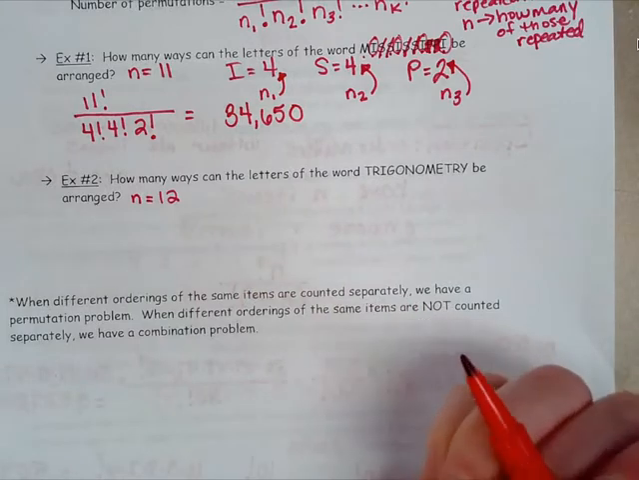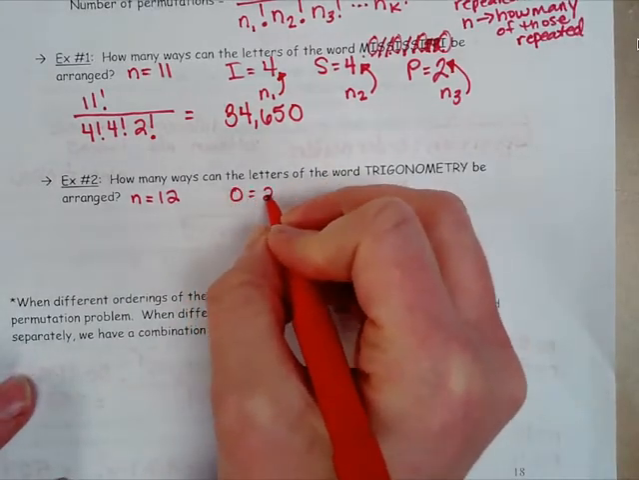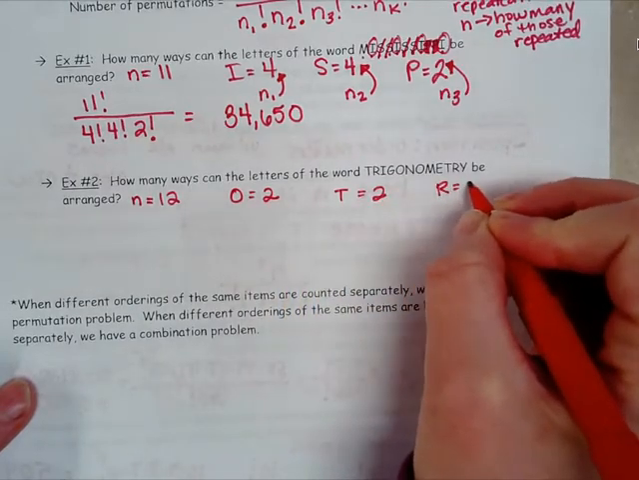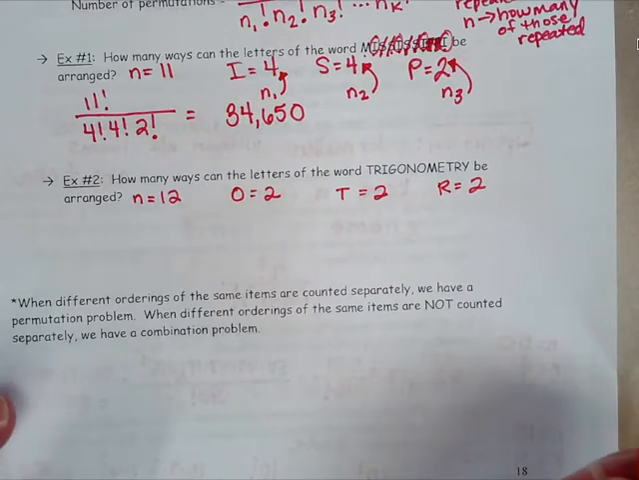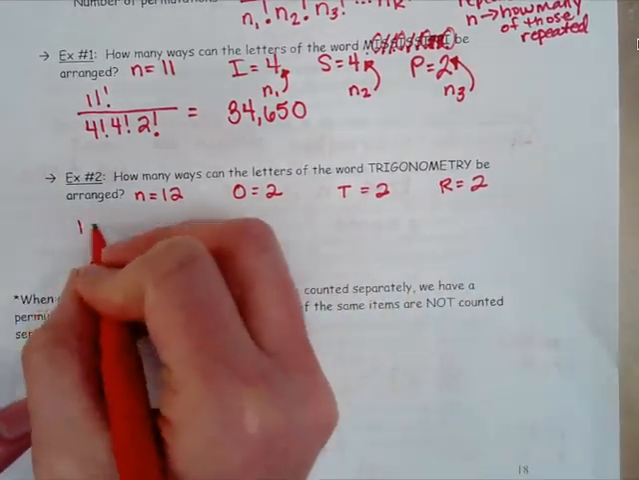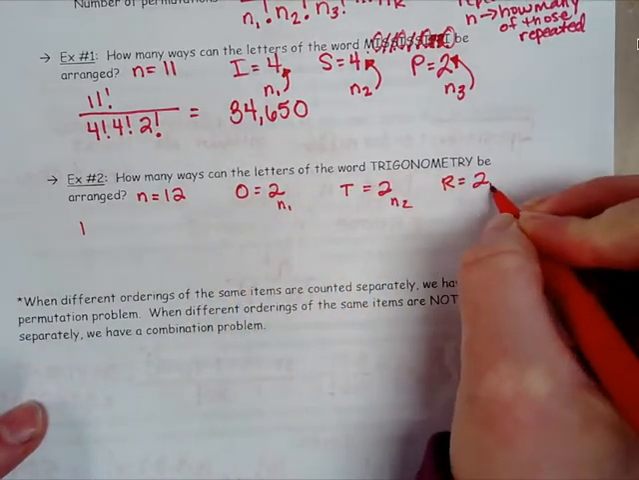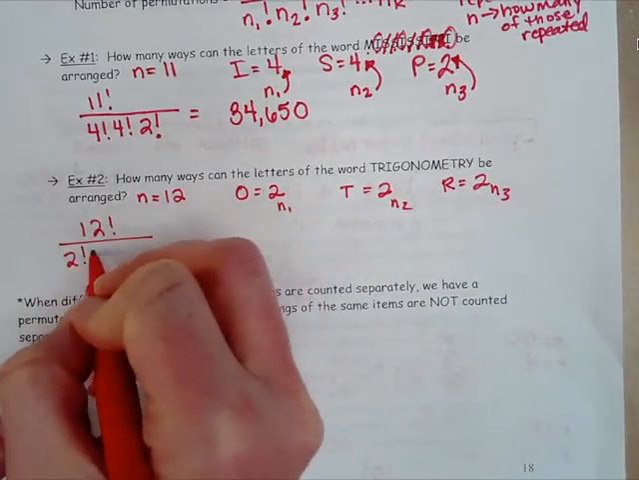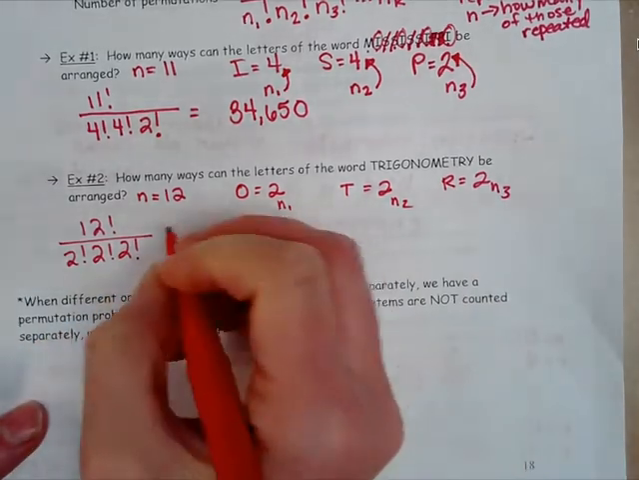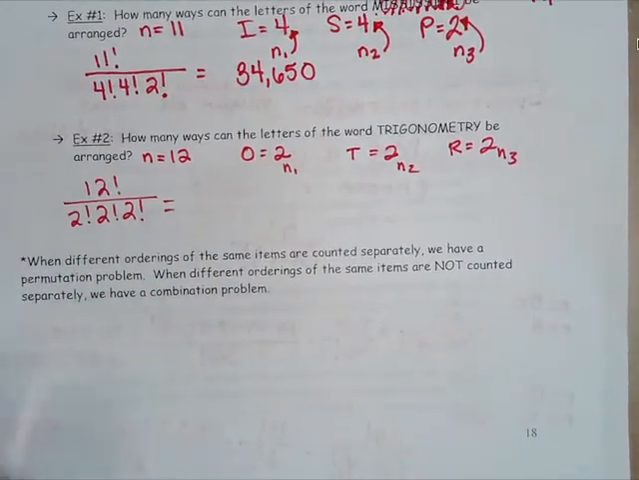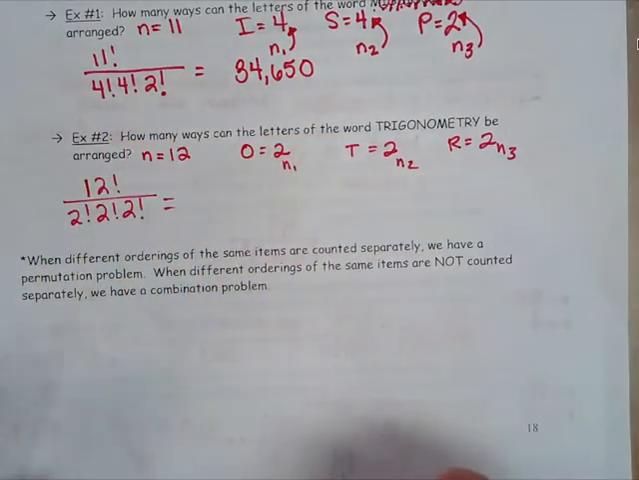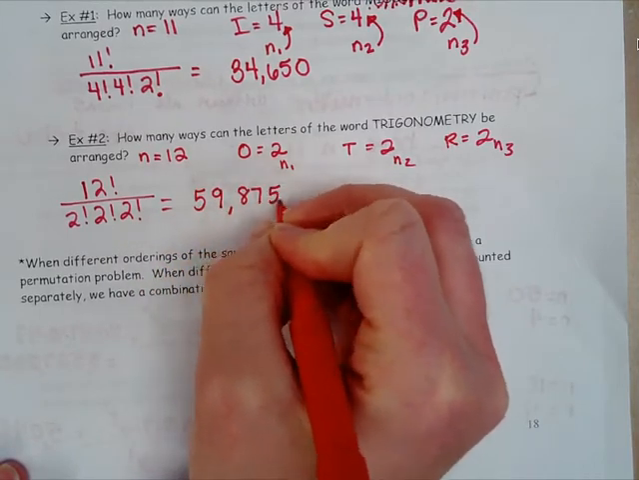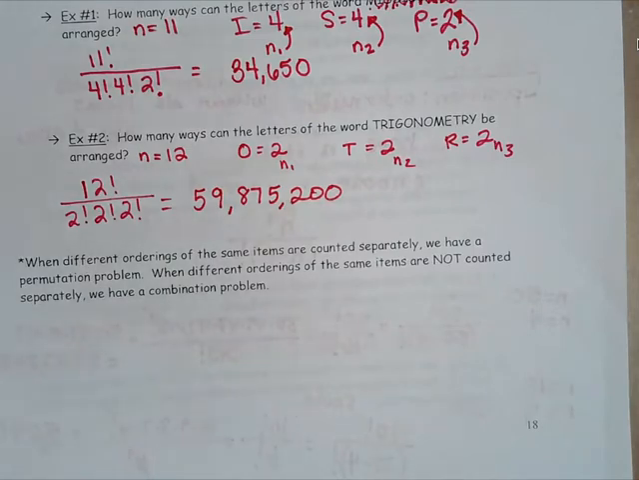So N is 12. There's 12 letters. O is repeated 2 times. T is repeated 2 times. And R is repeated 2 times. Is that what y'all got? All right. Then we make this N1, this N2, this N3. So we have 12 factorial over 2 factorial, 2 factorial, 2 factorial. And that comes out to 59,875,200. Is that what you got? Yeah.